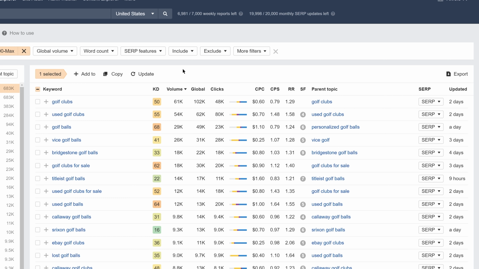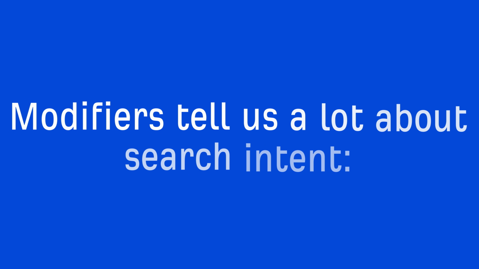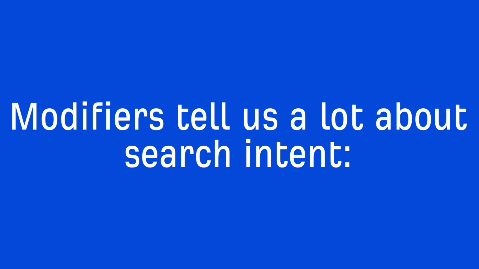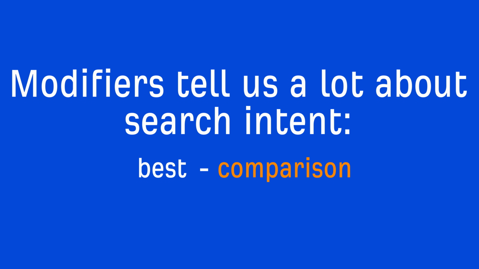Now, checking the SERP for all of these keywords would be pretty time consuming, so there's a quick technique you can use to find relevant keywords, and that's to use keyword modifiers. A modifier is an add-on to a base keyword. For example, if our base keyword is "golf hats," we can modify this keyword by adding "best," "top," or the current year. And modifiers tell us a lot about search intent. A word like "best" again tells us that a comparison needs to be made. So searchers are probably looking for listicle blog posts with various different product recommendations.